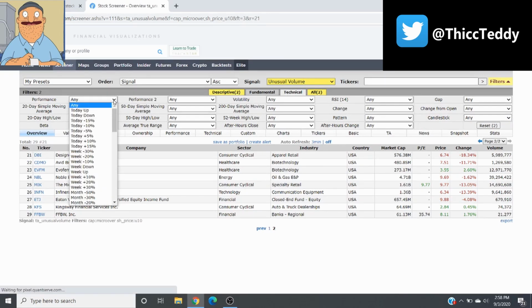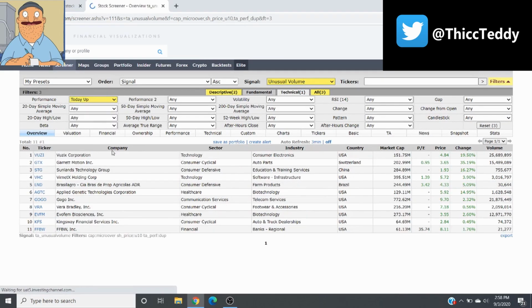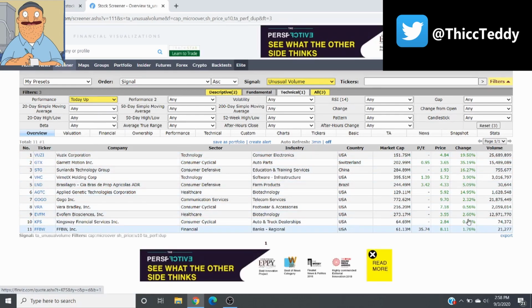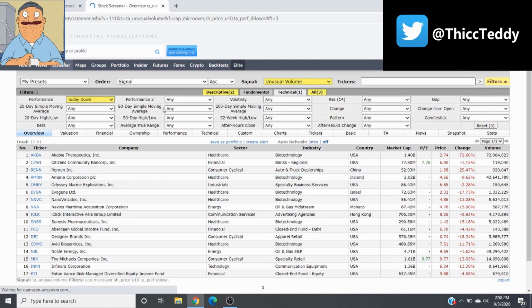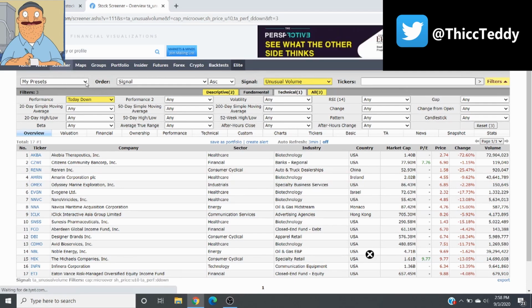And then we can go to technical, and if you want to narrow it down a little more, we can do performance, and you can do today up. So these are stocks that have had a good run today. We see 35%, 16, 14. Some of these are lower. Some of these are just kind of stagnant. And then also you could do today down. And these are just really to see what has abnormal volume for the day. It's a good pre-market scanner. It's good just to see what's going on.